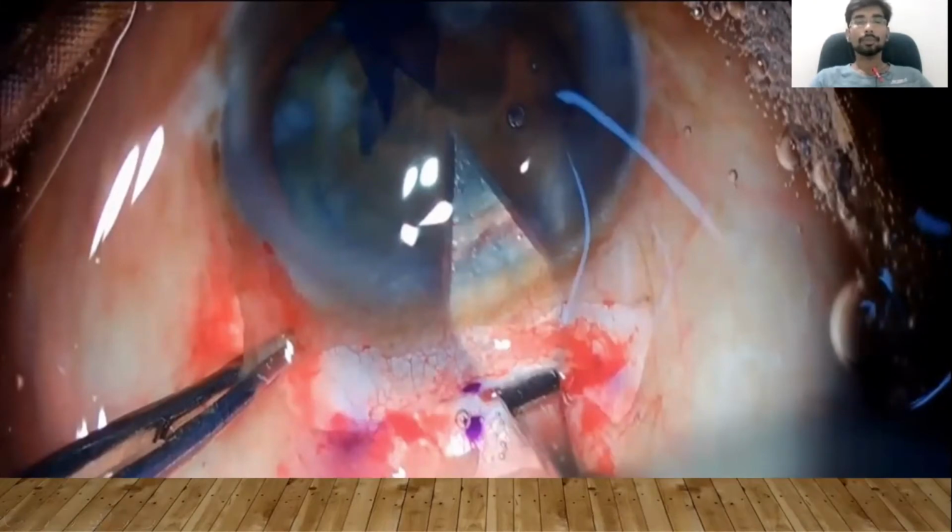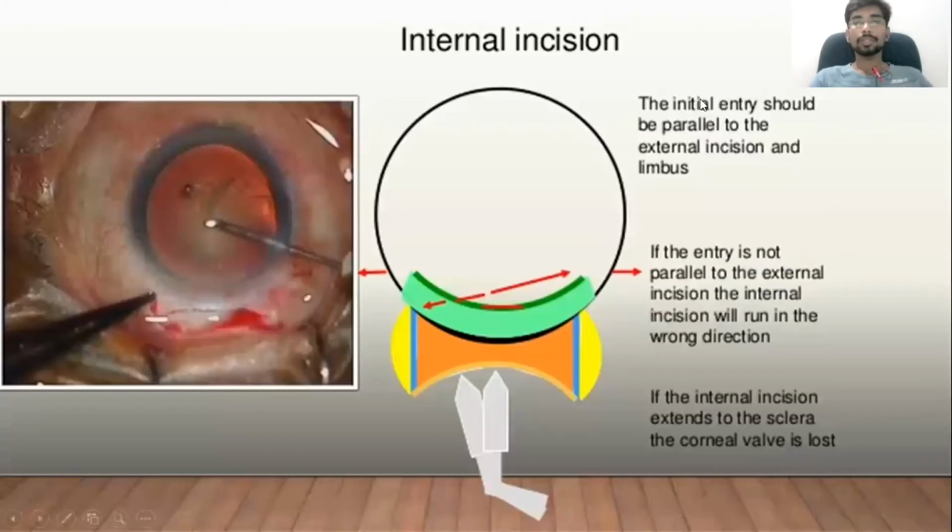After dimple down, we have to make keratome parallel to the iris. Then we have to cut along. So internal incision. Initial entry should be parallel to the external incision and limbus. If the entry is not parallel to the external incision, the internal incision will run in the wrong direction. If the internal incision extends to the sclera, corneal valve is lost. So this is internal incision entry. So it should be parallel to the external incision.